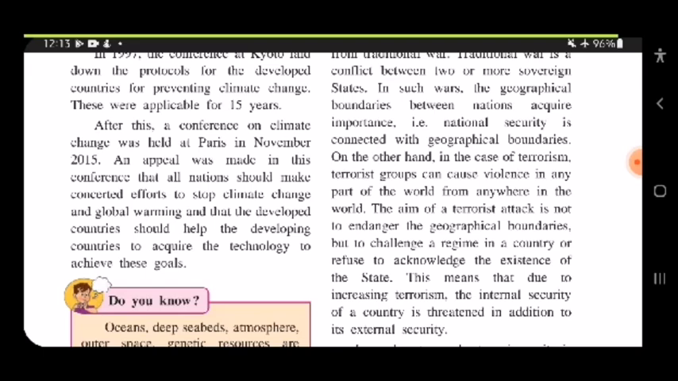So, these were certain conferences which were held.